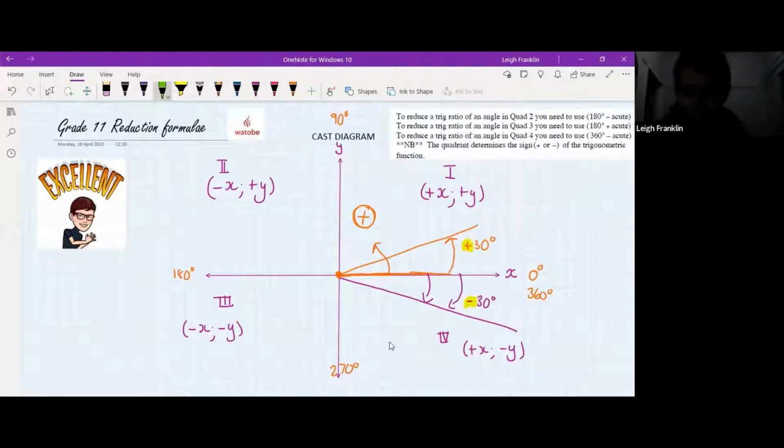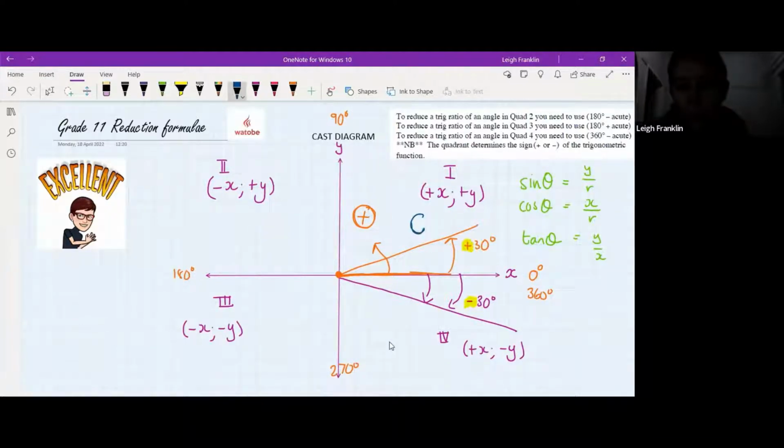This is because sine theta is y over r, and cos theta is x over r, and tan theta is y over x. So we can see that when we're in quadrant 1 or quadrant 2, y is positive.